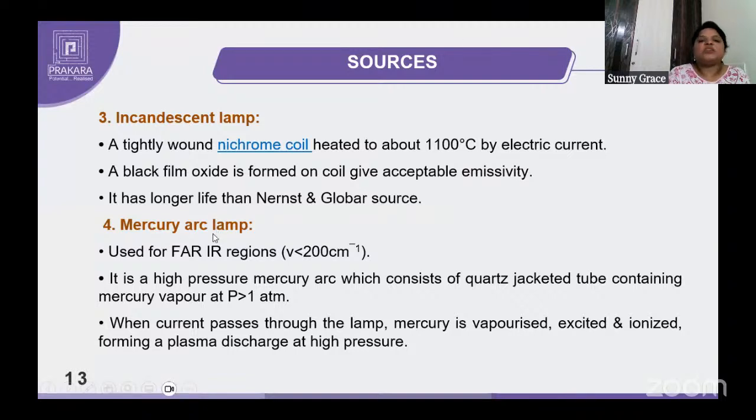Then the next one is the mercury arc, generally used for the far IR region where the wave numbers are less than 200 centimeter inverse, and it is a high pressure mercury arc which consists of a quartz jacketed tube containing mercury vapor at pressure greater than 1 atmosphere. So whenever a current passes through this lamp, the mercury will get vaporized, excited and ionized, which forms a plasma discharge at high pressure. That will be acting as a source of IR radiation. So these are the different sources of IR.